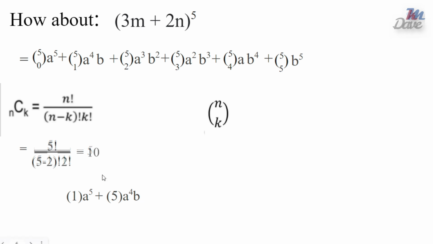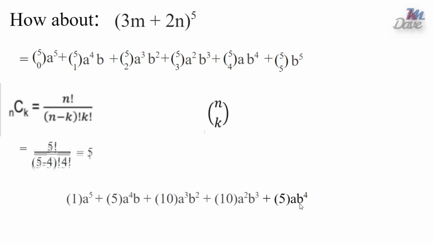And next is 5 factorial divided by 5 minus 2 factorial times 2 factorial, which is equal to 10. And the next is 5 factorial divided by 5 minus 3 factorial times 3 factorial, which is equal to 10. And copy the variables. Next is 5 factorial divided by 5 minus 4 factorial times 4 factorial, which is equal to 5. So copy again the variables. And the last is 5 factorial divided by 5 minus 5 factorial times 5 factorial. So it is equal to 1.